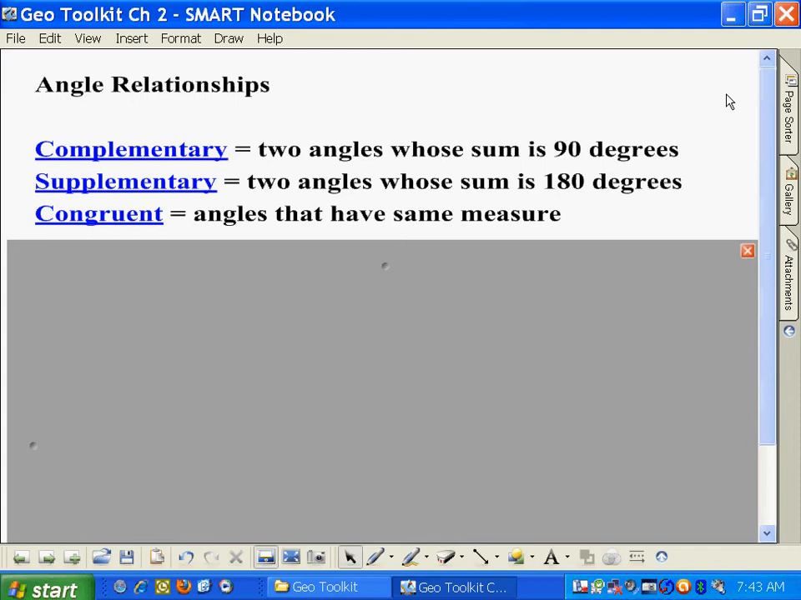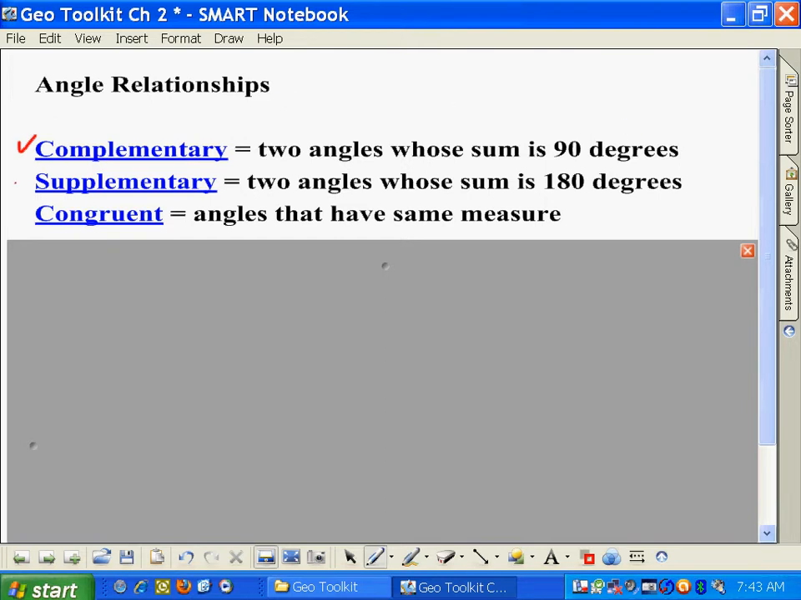Our first toolkit entry in Chapter 2 is called Angle Relationships, and in this toolkit entry we're going to define three different angle types. The first one is called complementary, and that's two angles whose sum is 90 degrees. So these two angles add up to be 90 degrees.